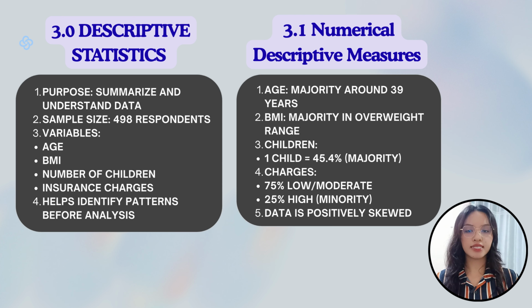For insurance charges, about 75% of respondents pay lower or moderate premiums, while only around 25% pay high premiums. This shows that the data is positively skewed, meaning a small group of high-risk individuals increases the average.